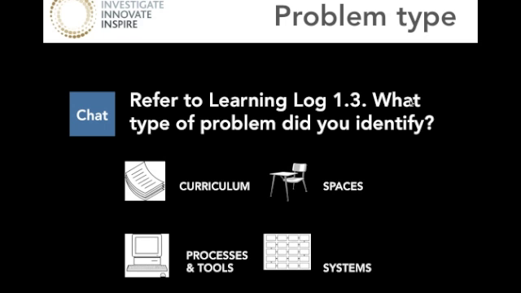In 1.3, it says defining need, and we just talked about general ideas about what students need. So if you were going to classify those needs, do they fall into curriculum, teaching and learning, spaces, processes and tools, or systems? Oh, okay.